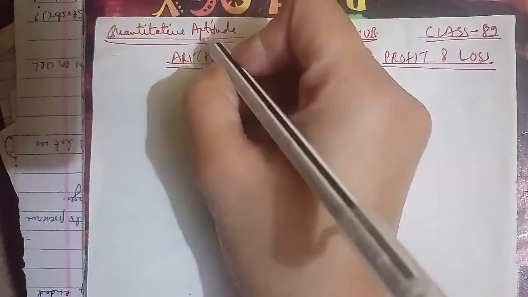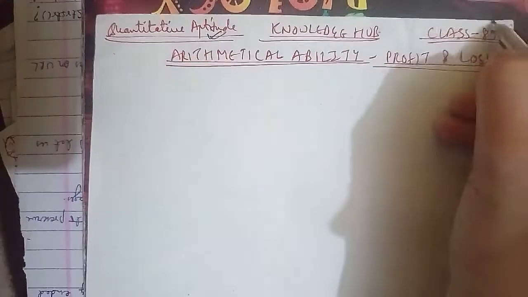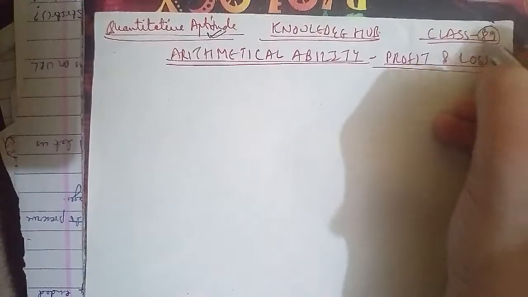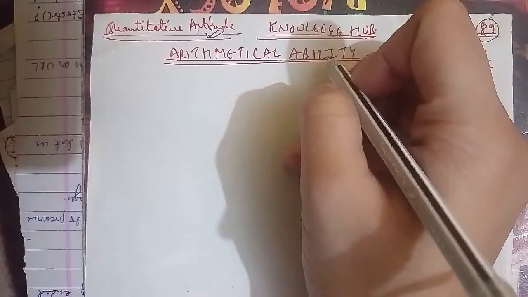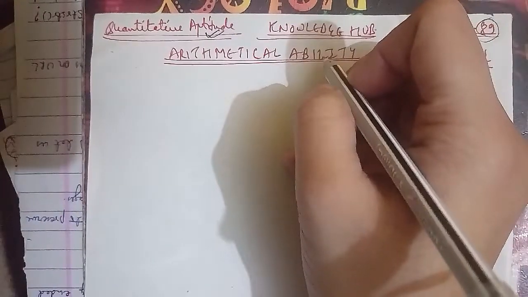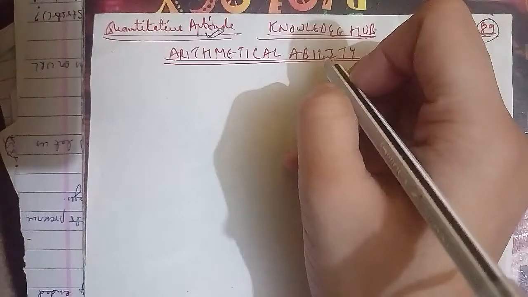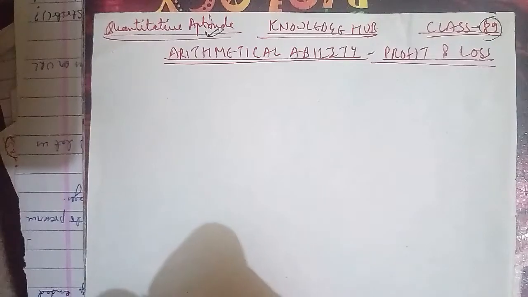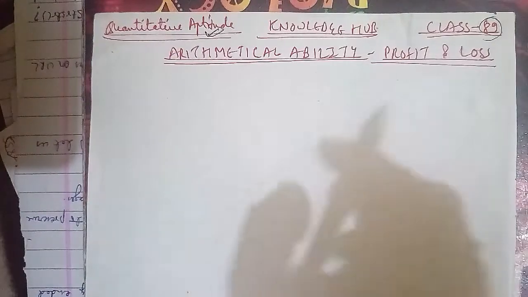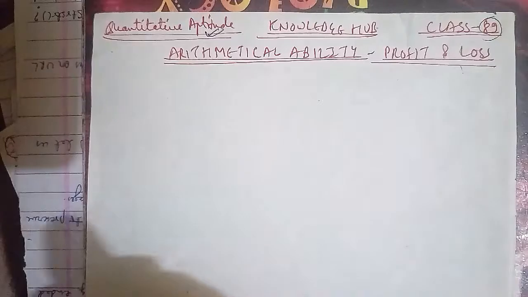Today we're going to start with quantitative aptitude. This is class 89, and we have done 88 classes. In that we started with arithmetical ability, and we did operations on numbers, HCF and LCM of numbers, decimal fractions, simplification, square roots and cube roots, problems on numbers, problems on ages, surds and indices, percentage, and now we are dealing with profit and loss. That is the 11th topic here.